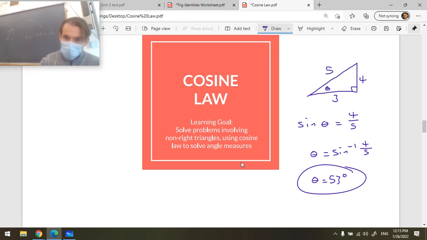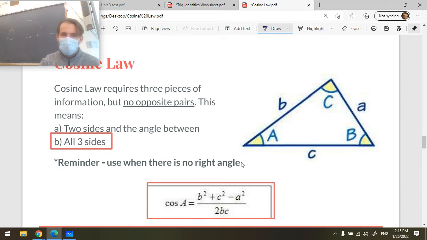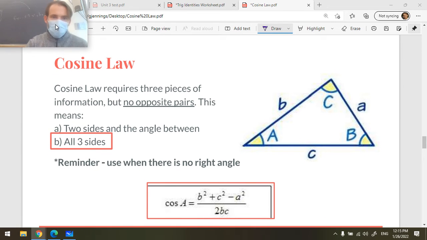What I can do if I don't have a right angle triangle is use cosine law. And cosine law, I put back onto the opposite side of the sheet. So you're going to flip your sheet over and take these angles.